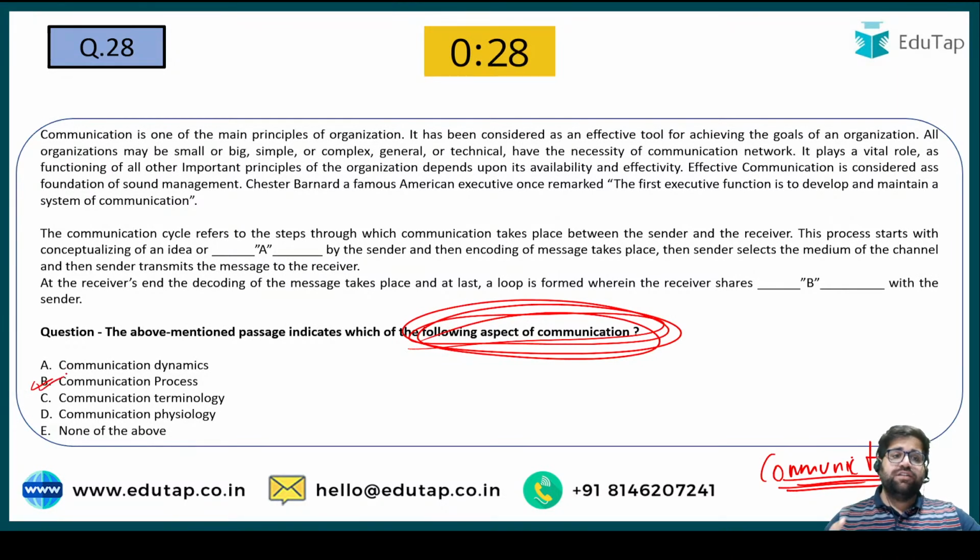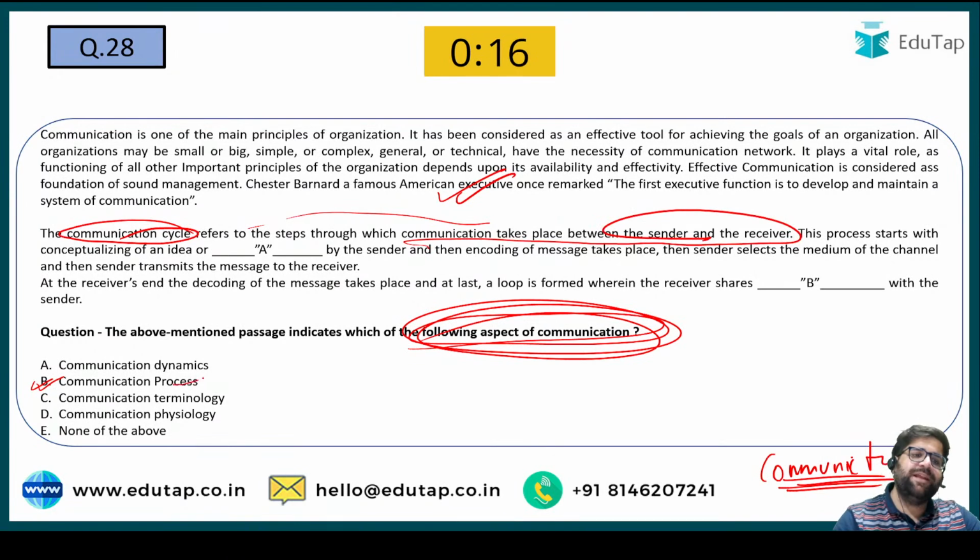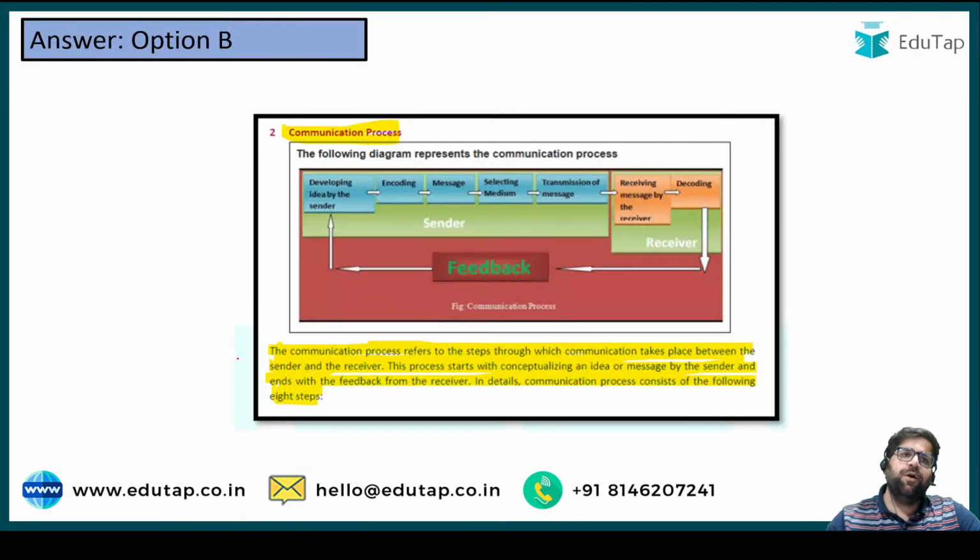Why? Because see, communication cycle. Now this is a clear definition of communication. Communication cycle refers to the steps through which communication takes place between a sender and receiver. So this has been explained by the communication process only. A very easy question, I would say. If you are losing marks in this particular domain, then you are hitting your leg with an axe. Why? Because these are the marks where you have to score big. The correct answer will be option B.